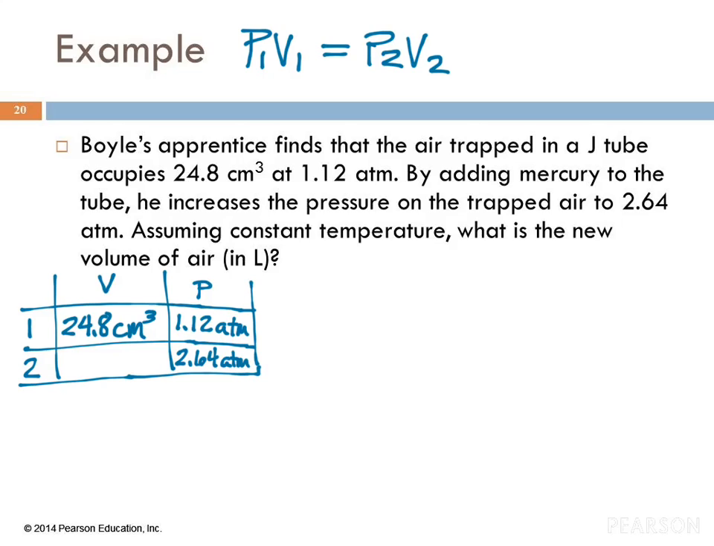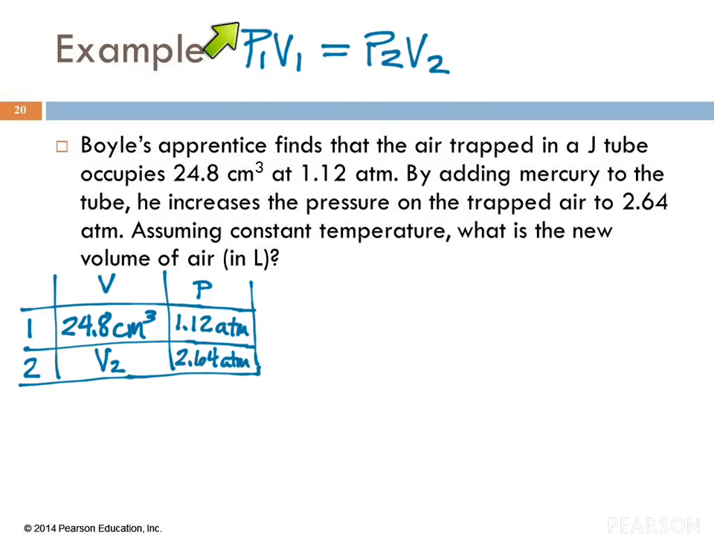And now I'm out of numbers. What's the question? What is the new volume? Well, conveniently, I have one blank in my table, and it's a volume. So I'm going to call that V2. So this is V1, P1, this is V2, and P2.